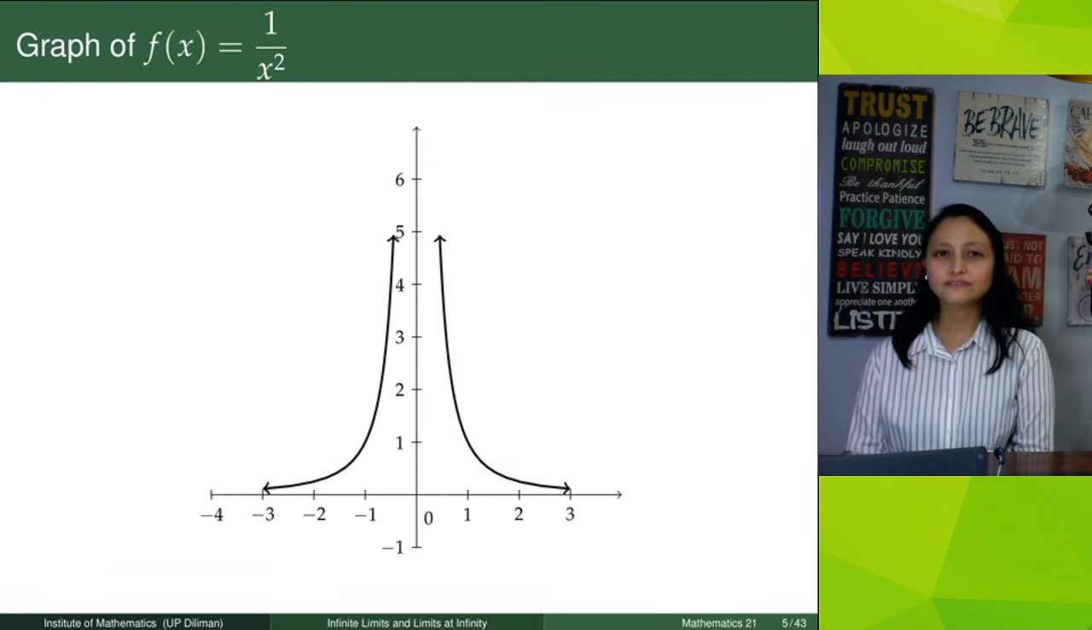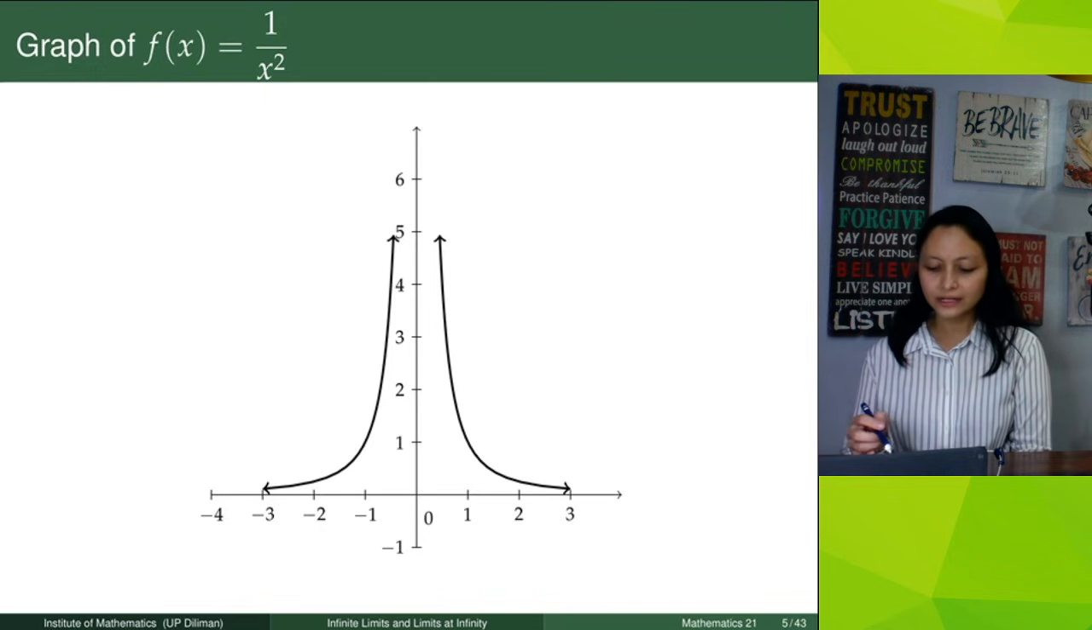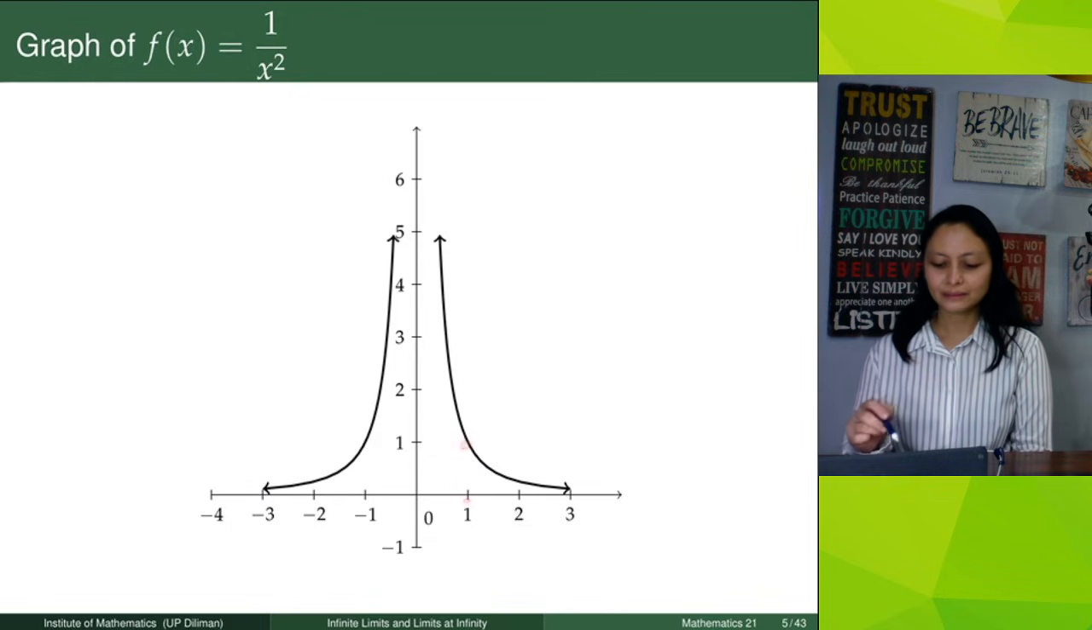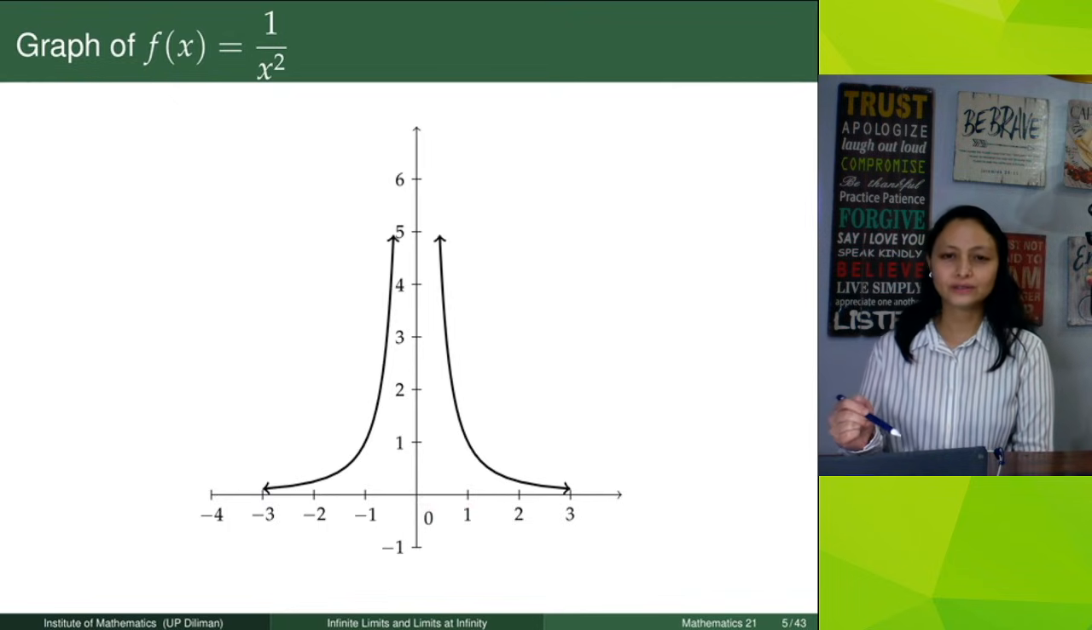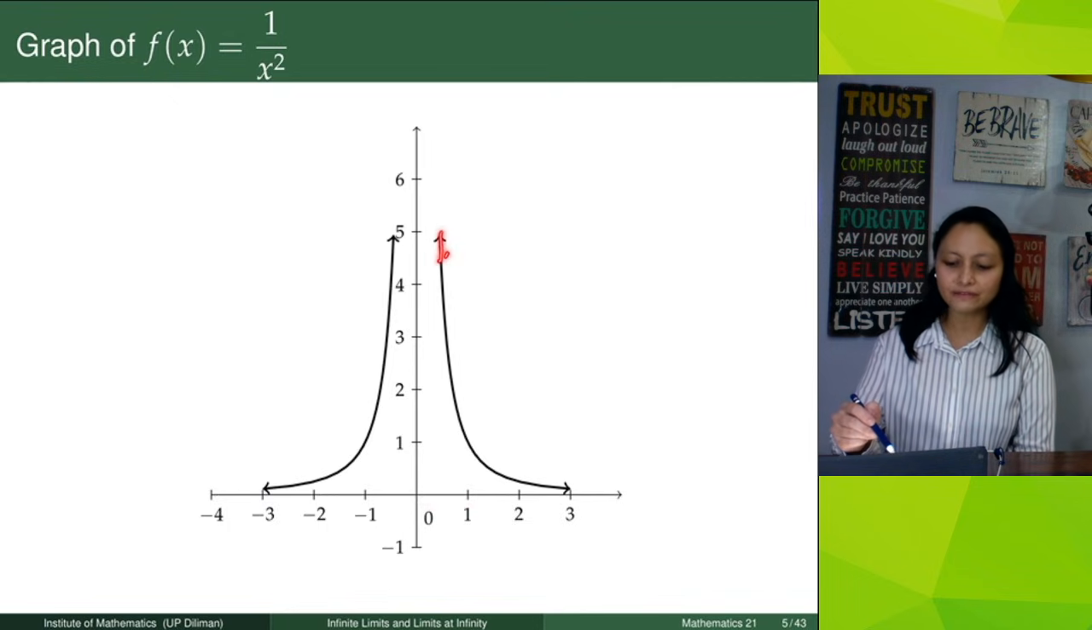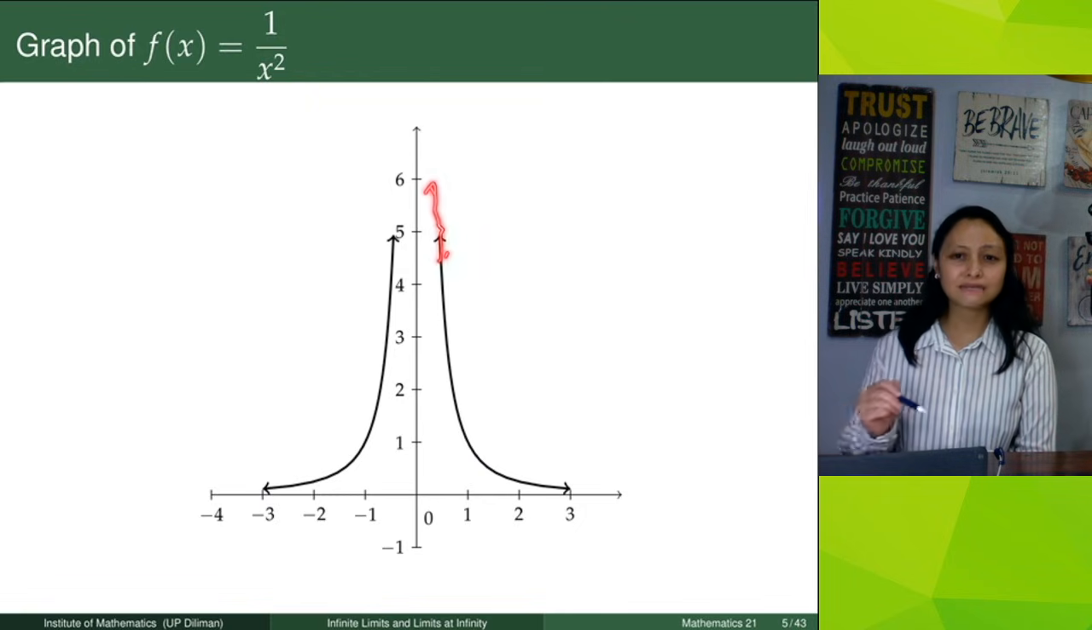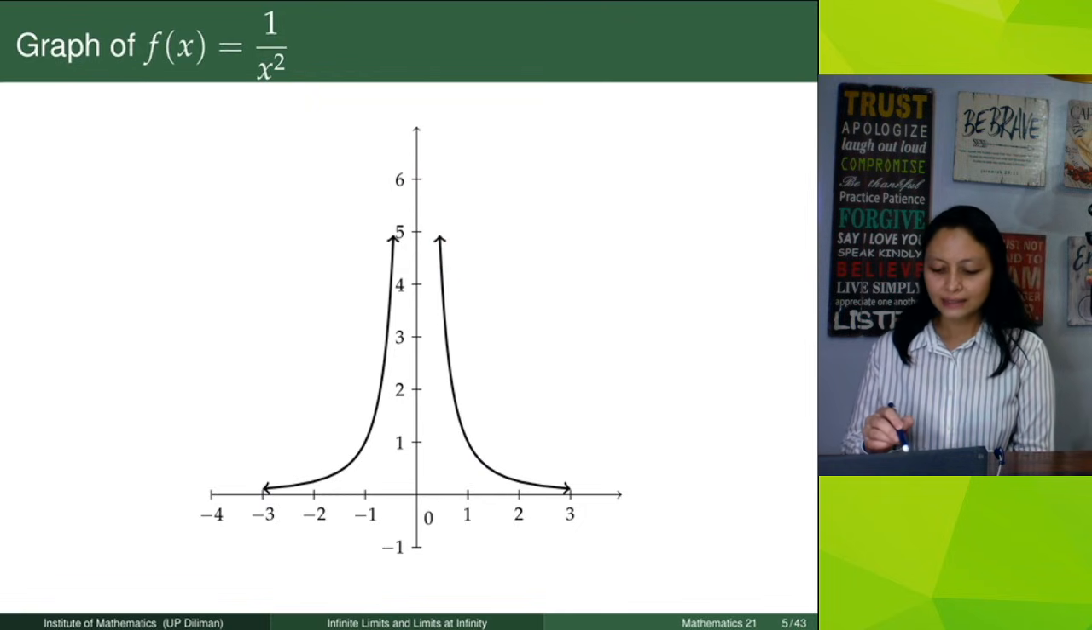Now, this is the graph of the function 1 over x squared. As we have seen earlier, f of 1 is 1, f of 0.5 is 4, and as you move closer and closer to 0, through positive values, the value of f of x increases indefinitely. Similarly, as x approaches 0, this time from the left or through negative values, the value of f of x is also increasing indefinitely.